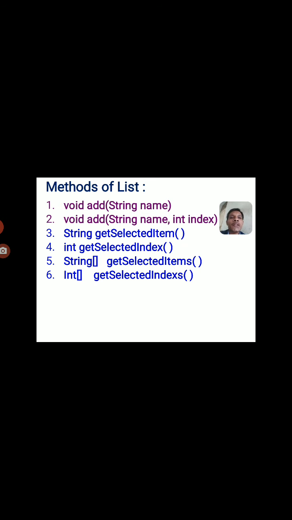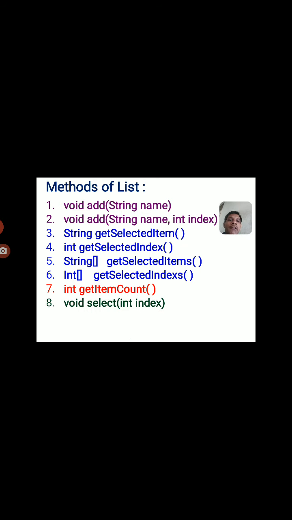So if the user can select more than one atom, for that purpose this method returns an array of strings which contains all the atoms selected by the user. So get selected atoms returns all the elements which are selected by the user. Next, get selected indexes. It returns all the index positions of the atoms which are selected by the user, in an integer array. Next one is get atom count. We discussed this method previously. This method is used to identify how many elements are present in the list control.